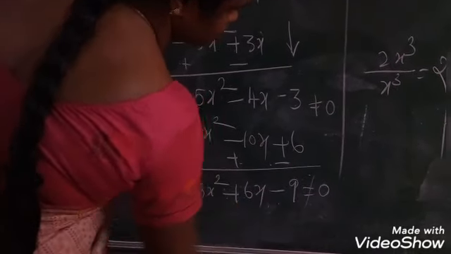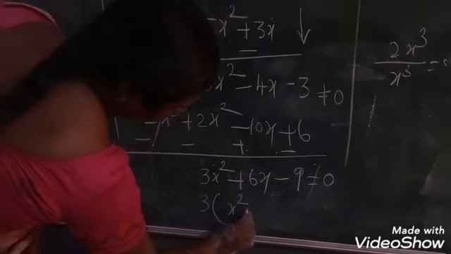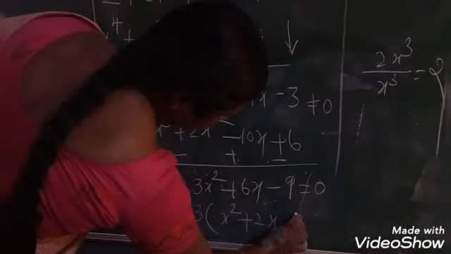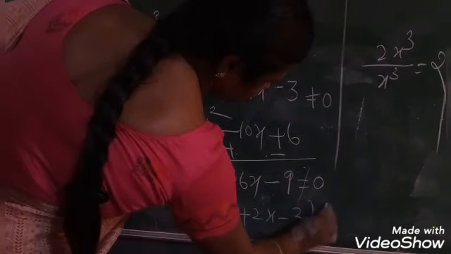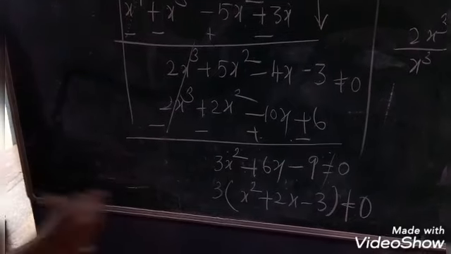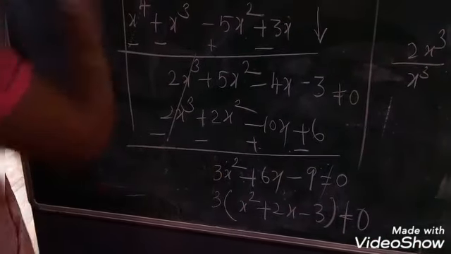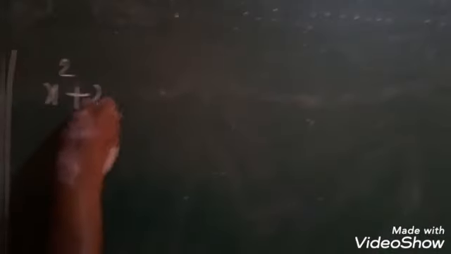Okay girls, this is also not 0. Take 3 out, the remaining is x squared plus 2x minus 3. It is also not equal to 0, so now you have to divide again. This is called the divisor, this is called the dividend. So interchange. Now the divisor is x squared plus 2x minus 3.